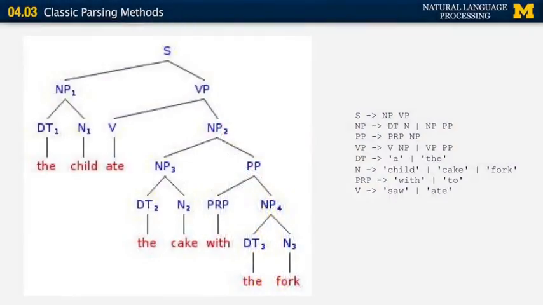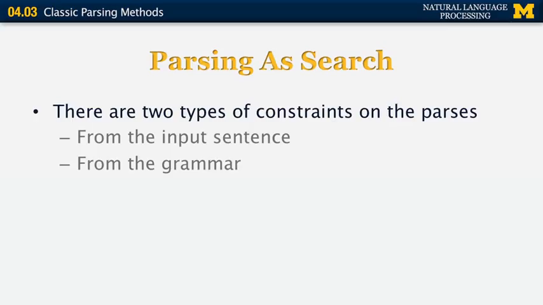So again, let's look at the most typical example of parsing. We have on the left-hand side now a parse tree for the sentence, "The child ate the cake with a fork." On the right-hand side, we have a grammar. So the question is, how do we arrive at this parse tree given the grammar and given the original sentence as a string? So one of the approaches is to treat parsing as a search problem.